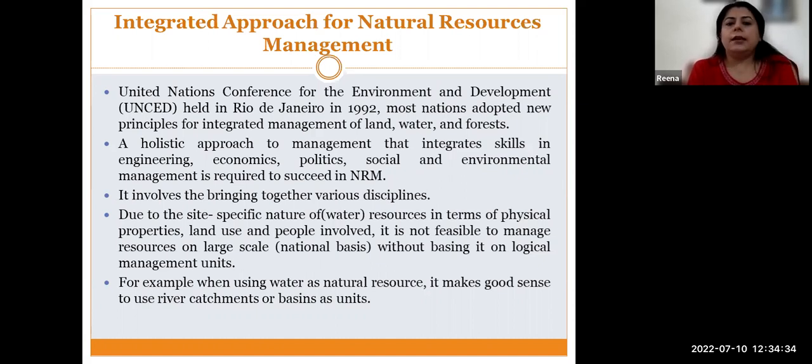Okay, so there can be a site specific nature of water resources, then you have to use land use, and people have to be involved in feasible management of resources. So it can be done on a national basis without basing it on logical management units. Okay, for example, using water as a natural resource, it makes good sense to use river catchments or basins as units. So when you do watershed management, watershed systems are managed, then you divide the whole system on the basis of the stream order, order 1 streams, order 2 streams, so up to 4 and 5 order streams are classified. So that kind of system is taken, so that once a complete system is conceptualized, then on a unit level it is implemented.